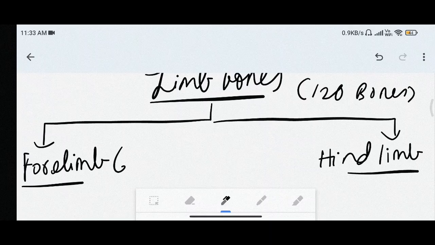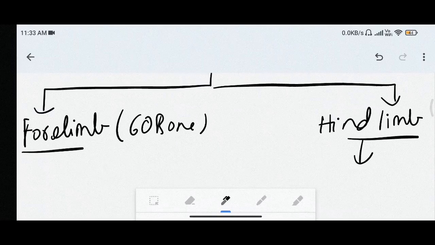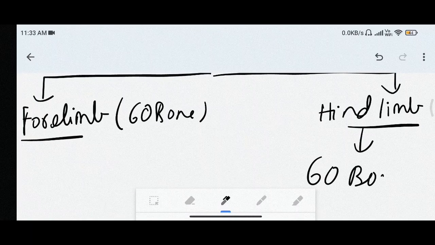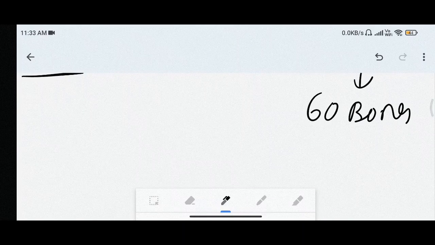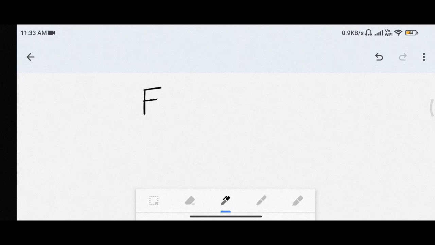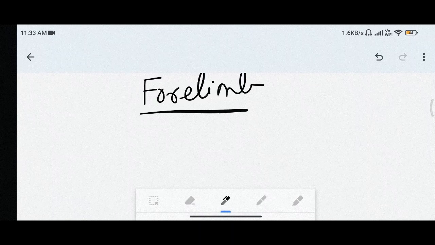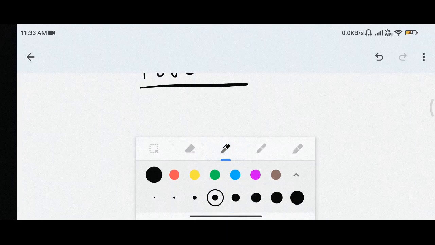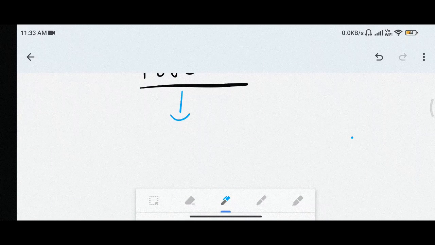This one is of 60 bones. This one is also of 60 bones. Okay, so let's continue with the forelimb part now. Forelimb. Okay, so it has basically 6 different types of bones.